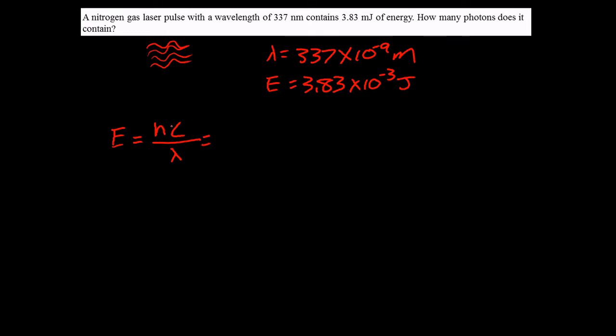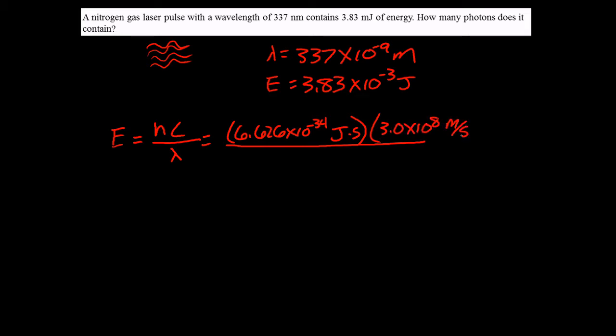So we know all of this stuff. Planck's constant is 6.626 times 10 to the negative 34 joule seconds. Speed of light is 3 times 10 to the 8 meters per second. And the wavelength of light is 337 times 10 to the negative 9 meters.